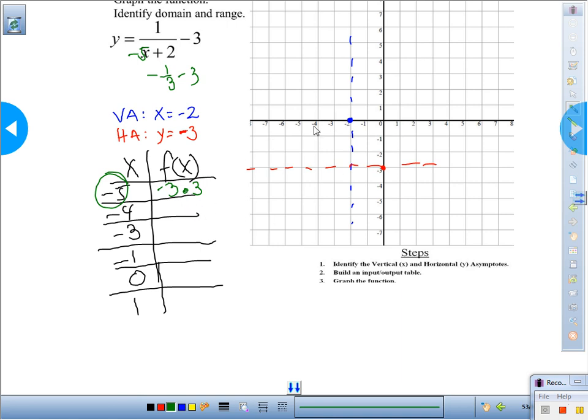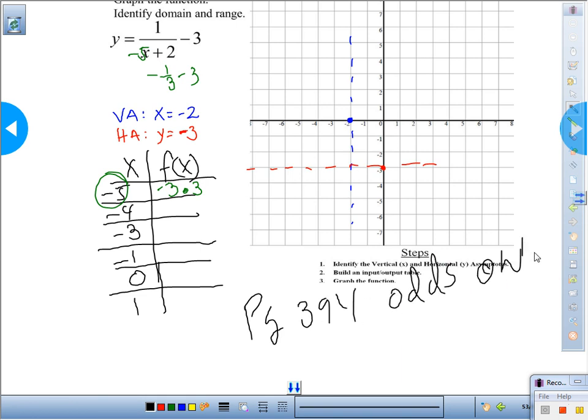The domain, remember, it's going to be all real values except for the x asymptote, and same thing for the y. Okay? All right, let's see how you do tonight. Page 394 odds only, but I do want you to graph, even though it doesn't say it there.